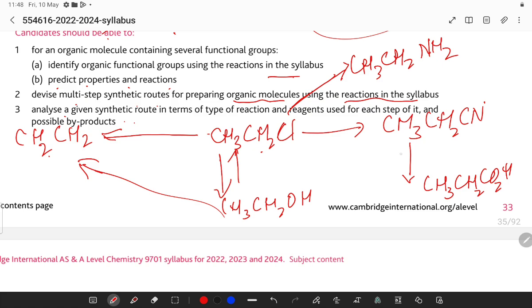So how this conversion takes place, you should know the reagents and type of reaction over here. For example, this is an elimination reaction, this is nucleophilic substitution, this is also nucleophilic substitution, this is also nucleophilic substitution, this is also an elimination reaction and this is a hydrolysis reaction. You should know the types of reaction and their reagents and conditions as well.